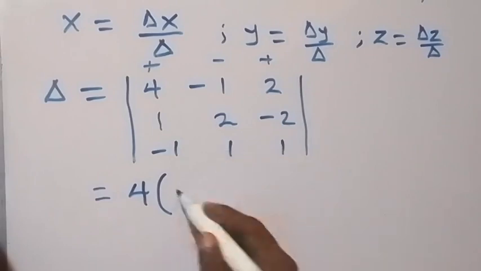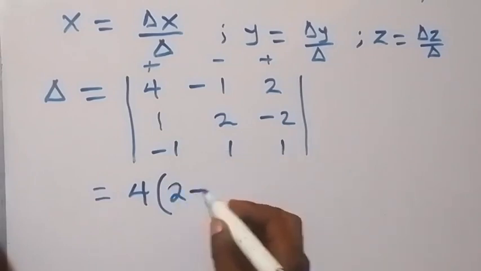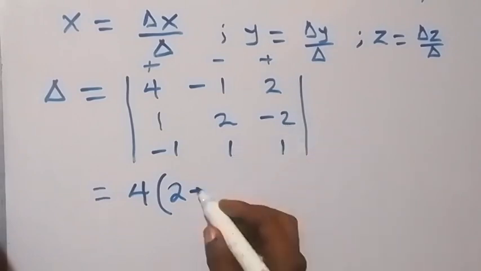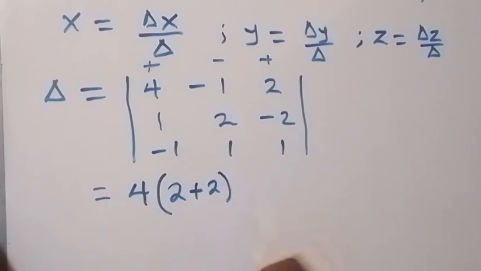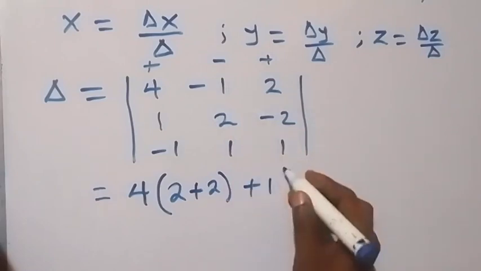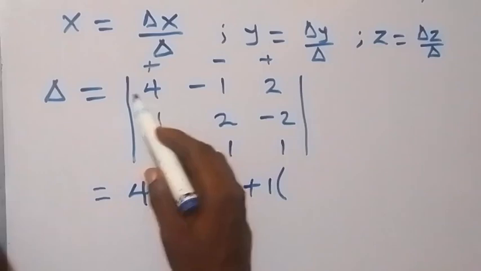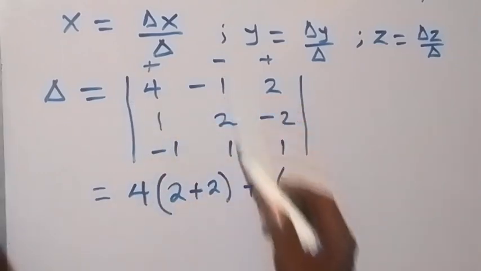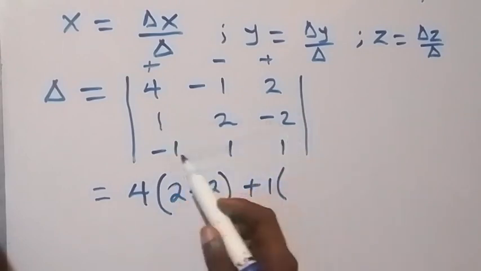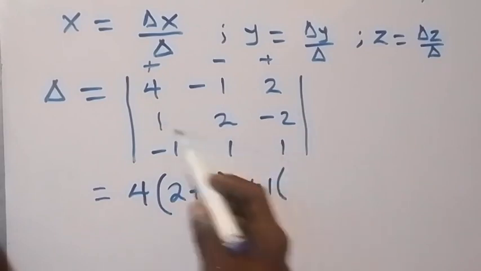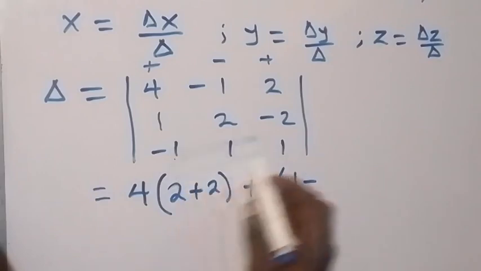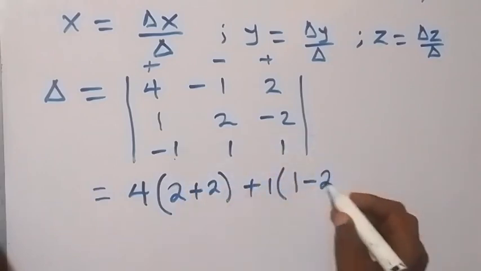And 2 times 1, that's 2. Then minus 1 times minus 2, that's minus 2. Minus minus 2, that's plus 2. Then we have minus 1, that's plus 1, into bracket. Here we also cancel everything on this row and this column. We are left with this 2 by 2 matrix, which is 1, minus 2, minus 1, 1. Then we find the determinant of that. 1 times 1, that's 1. Then minus 1 times minus 2, that's 2.